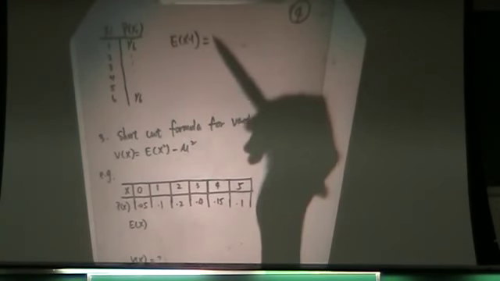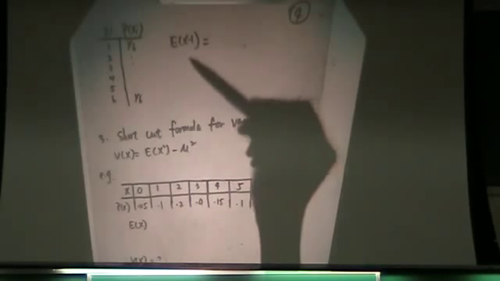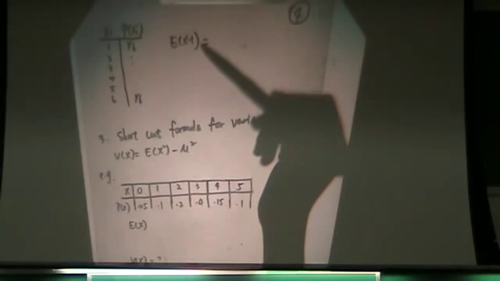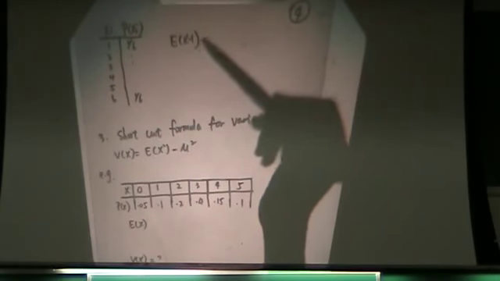Okay, this is another function here. Right now we just practice the formula for the expected value of a function, the same thing we did before. This function here is x minus 1.